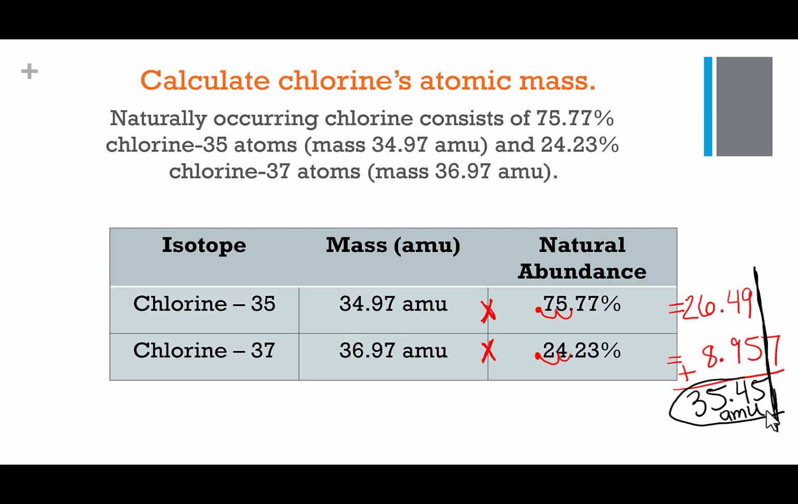If you guys go to your cheat sheet, your periodic table, you could look at the average atomic mass for chlorine. And the periodic table that I'm looking at has an average atomic mass of 35.453. I don't know that we could get much closer than that. I hope you guys found this example helpful.